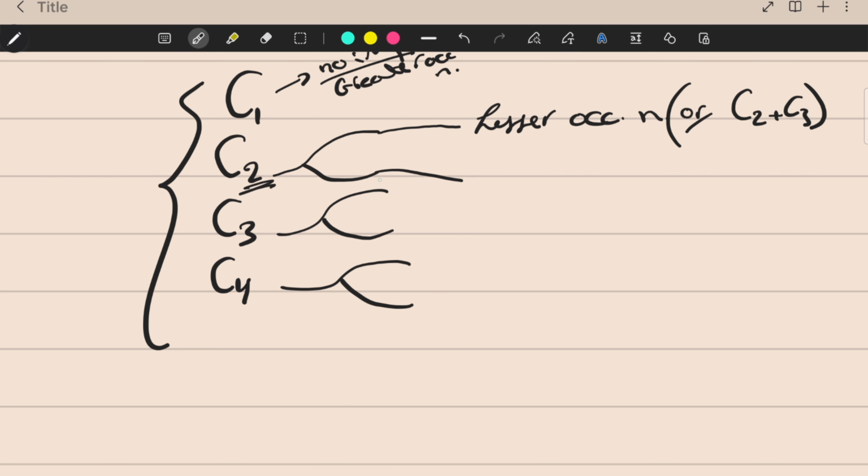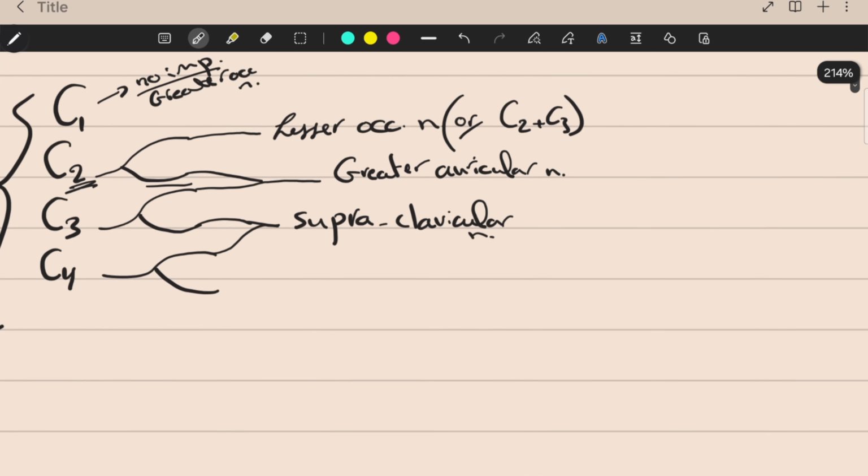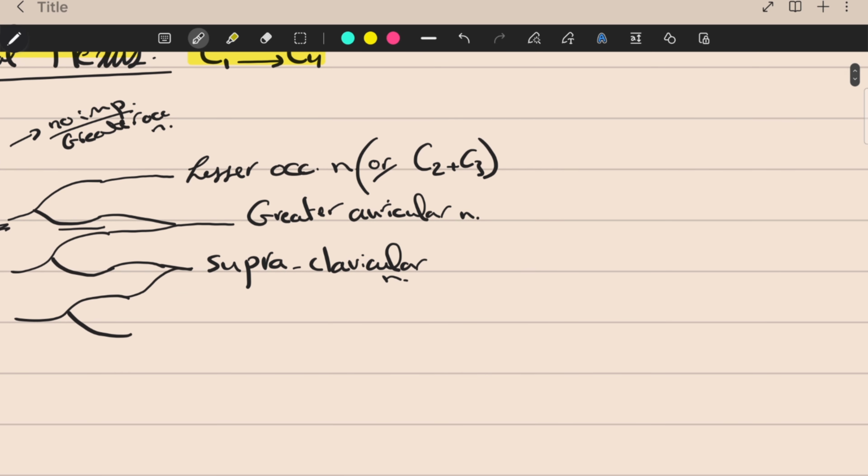Now the posterior branch of C2 and the anterior branch of C3 participate in making the greater auricular nerve. The posterior branch of C3 and C4 participate in making the supraclavicular nerve. Anyways, now we're going to talk about the supply of each one of them.